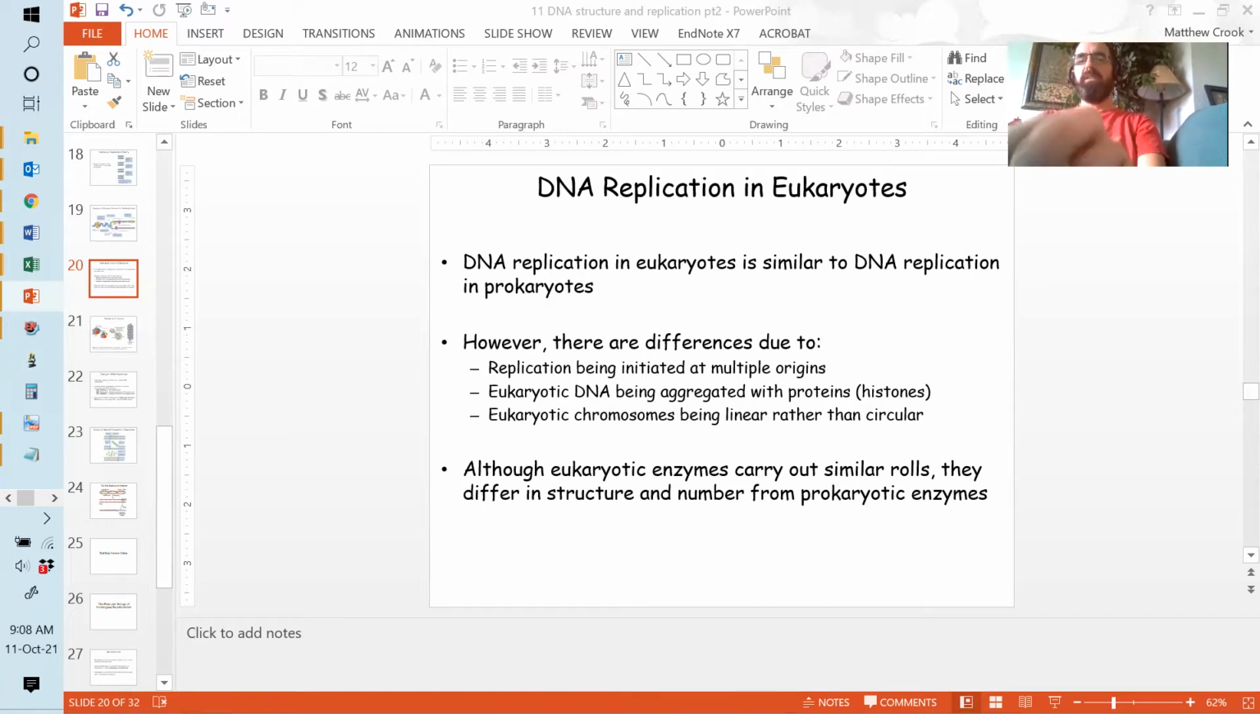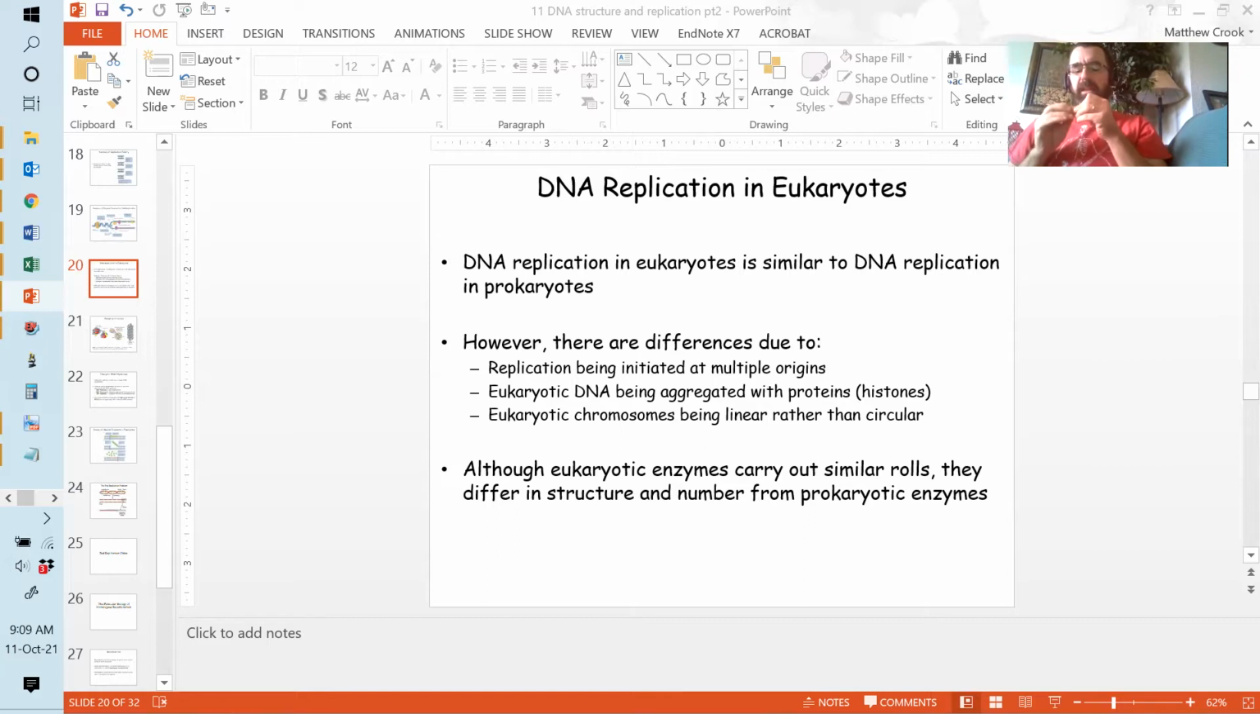And chromatin is DNA plus histones. And these histones are used to package DNA to allow it to fit in the nucleus and also control the access to that DNA. So it's actually a really big part of control of gene expression, which we'll talk about later on in the course.